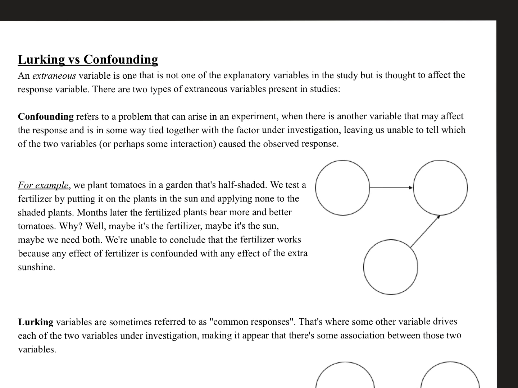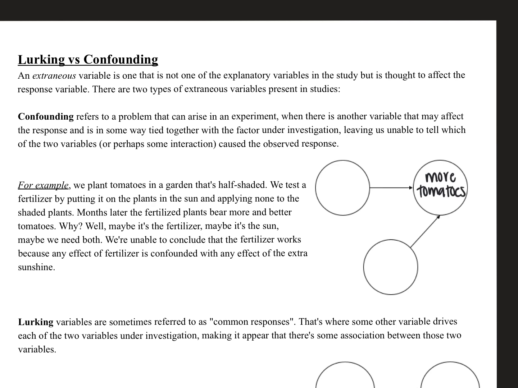So let's look at an example and see how this would play into it. You're planting tomatoes in a garden that's half shaded, and you want to test a fertilizer by putting it on the plants in the sun and applying none to the shaded plants. Months later, the fertilized plants bear more and better tomatoes, and you want to be able to say, well, it's the fertilizer. But it could also be the sun, or it could be both. So we're unable to conclude that the fertilizer works because any effect of the fertilizer was confounded with any effect of the extra sunshine. Just like in a picture, you have your more tomatoes, which was your outcome.